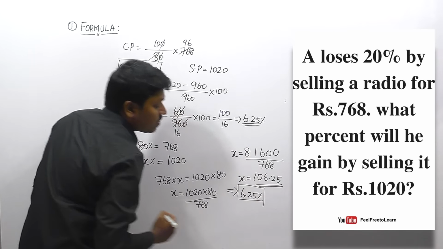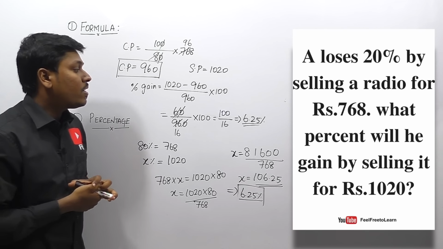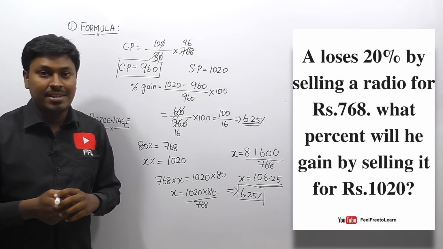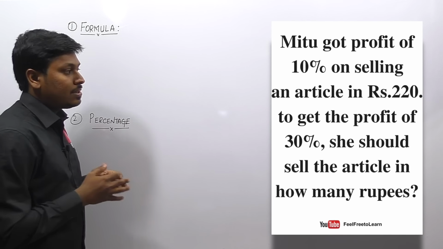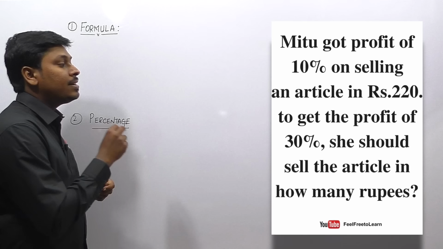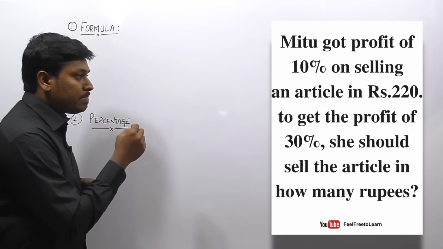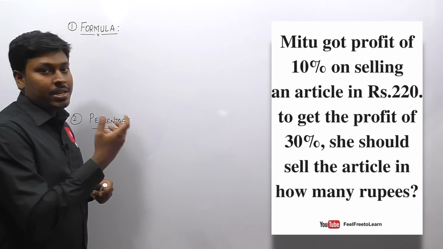So friends, after solving this question in both the formula and the percentage method, we got an answer of 6.25%. Now the last, 10th question in this lesson. Mitu got a profit of 10% on selling an article for rupees 220. To get a profit of 30%, what amount does he need to sell the article for?